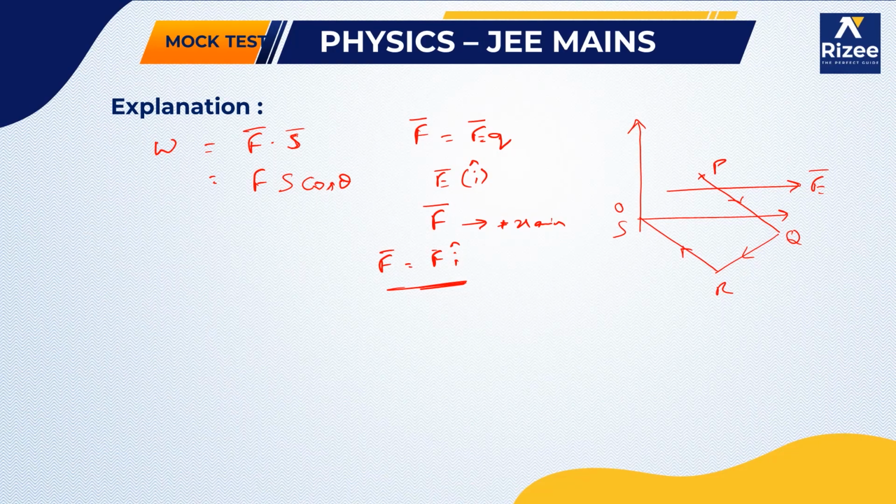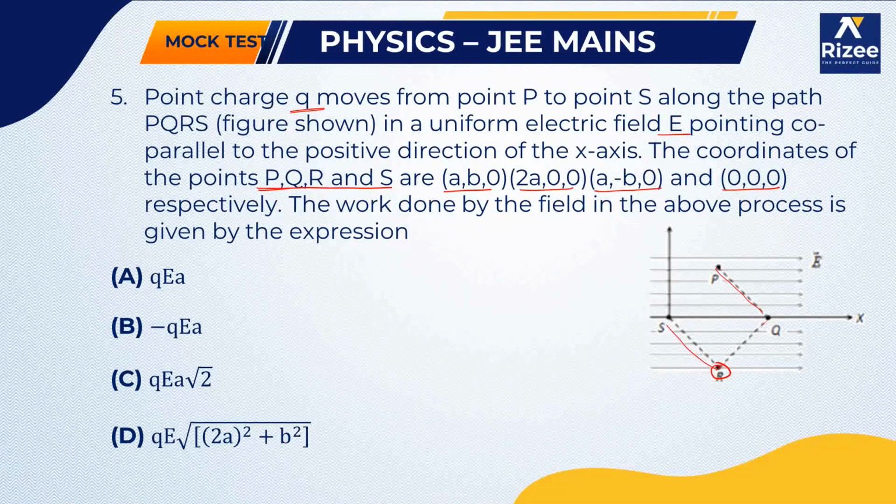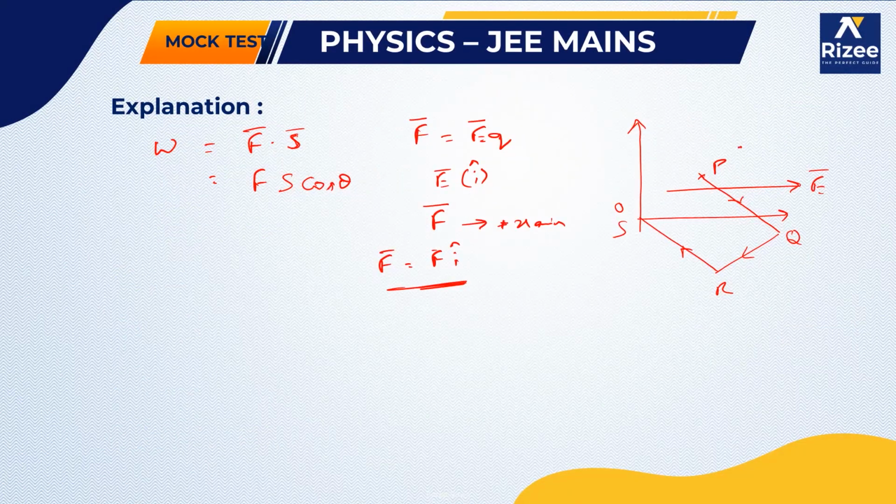What are the locations of the point P? Point P is located at a comma b, so the coordinates of point P are a, b, 0. That means along the x-axis it is traveling by a, and along the y-axis this particular length is going to be b, and this will be a. Next, Q is located at 2a, 0, 0.